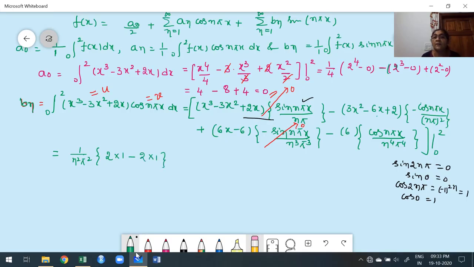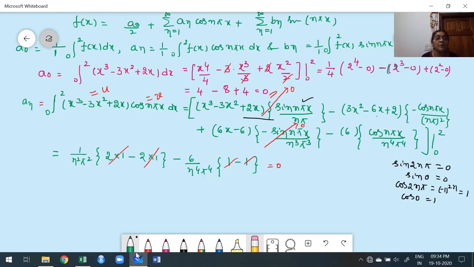Okay. And next, my minus 6 by n to the power of 4, pi to the power of 4 is constant. Keep it outside. Cos 2n pi is 1, cos 0 is 1. Now observe carefully. These two are cancelled, this also cancelled. What we get finally? This is actually 0. This is not bn, this is an. I wrote a formula for an, but while writing the constant I wrongly wrote bn. This is an. What is the an formula? 0 to 2 f of x cos of n pi x with respect to x. This is an. Now what we get actually, an is 0.